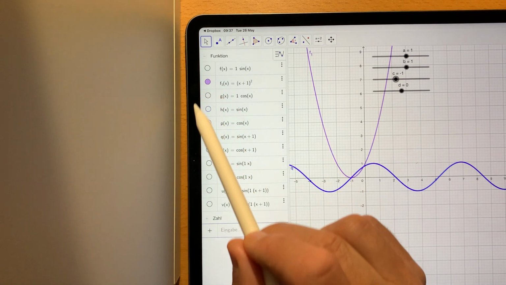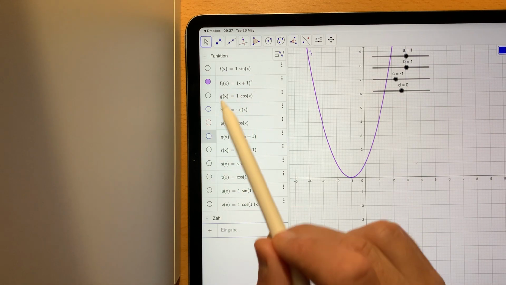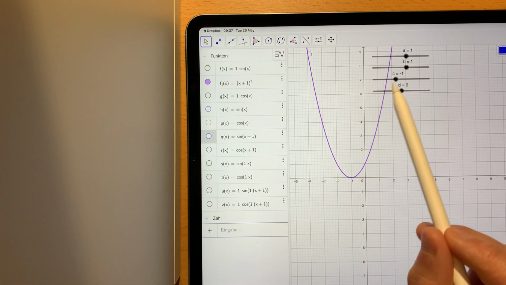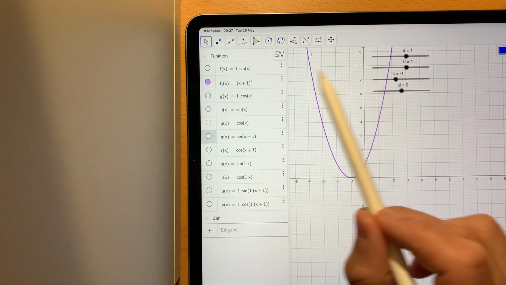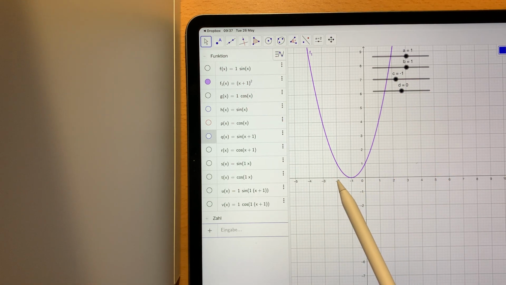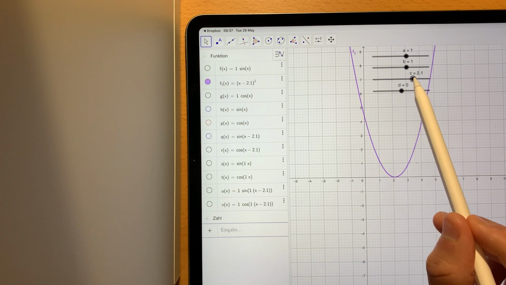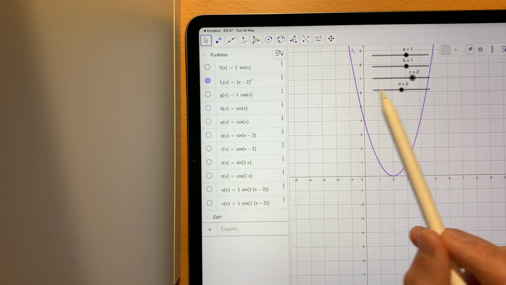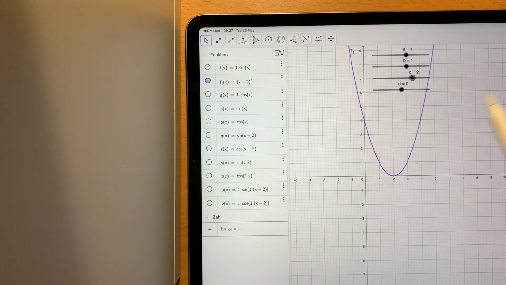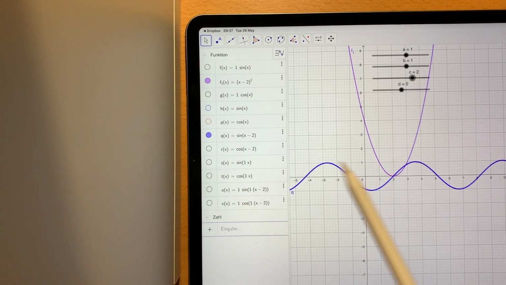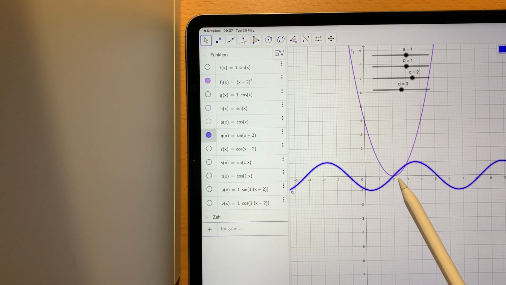So it's exactly the same thing as your parabola. You add 1 and then you square it, so it will be moved to the left. You subtract 2, for example, and then you square it, it will be moved to the right. It does the same thing for your sine. It will start here now. Can you see that?